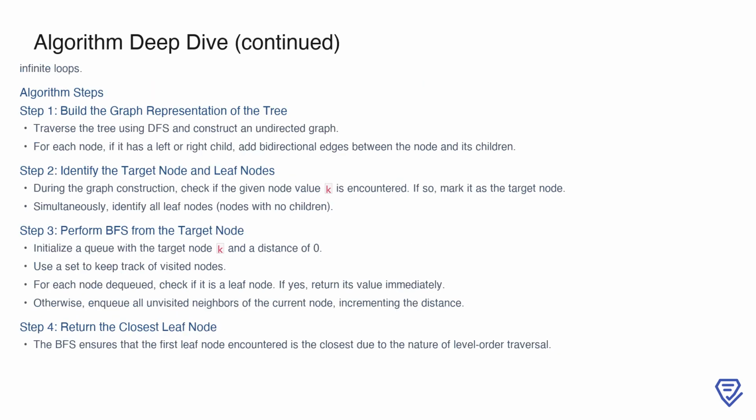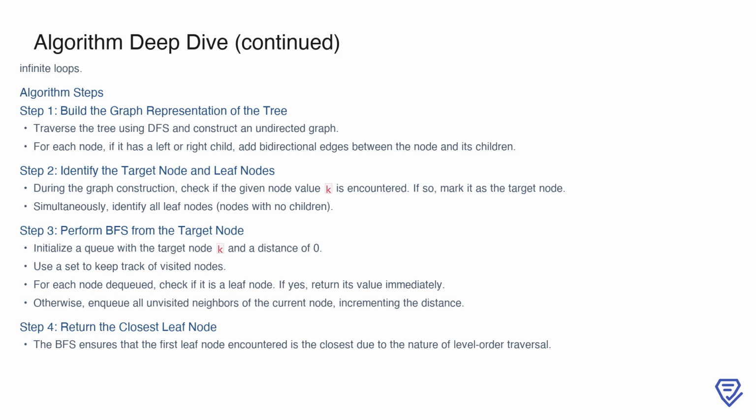To solve the problem, we'll break it down into a series of steps. First, we need to build a graph representation of the tree. This involves traversing the tree using a depth-first search and adding bidirectional edges between each node and its children. This step effectively converts the tree into an undirected graph.